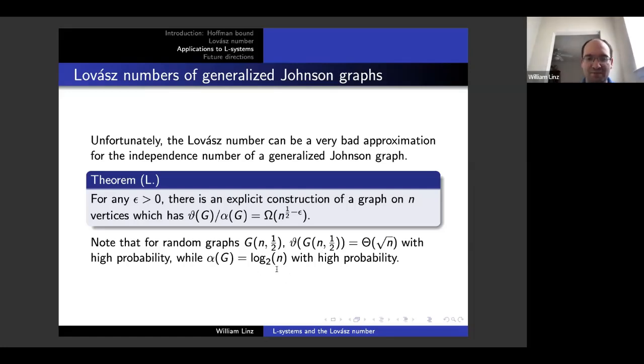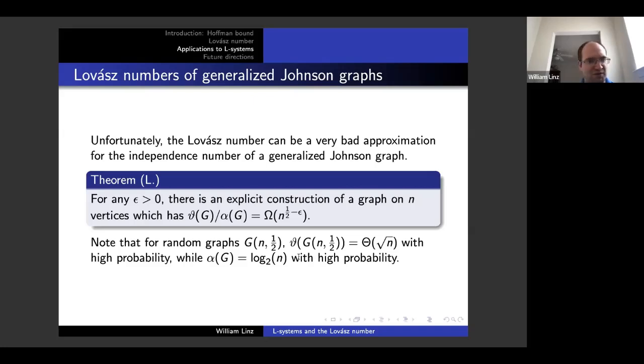And the independence number is on the order of log of n with high probability. Again, I don't care particularly about the constants. The point being that there is quite a large ratio expected in general for the Lovász number and the independence number, but it seems hard to give an explicit construction of a graph on n vertices. I mean, there are randomized constructions that give even larger ratios than this, but I haven't seen any explicit constructions which give this large of a ratio.